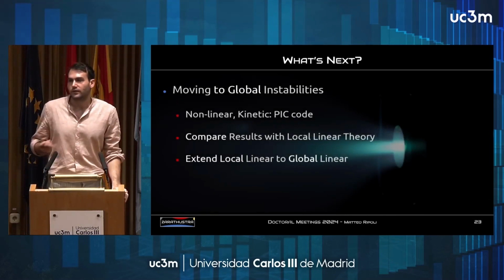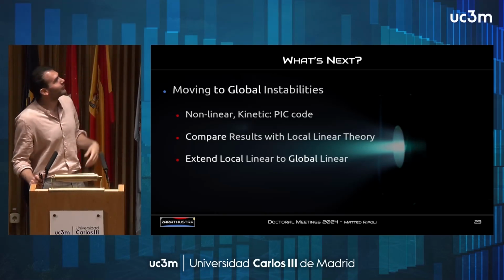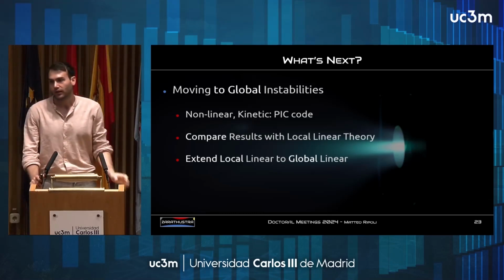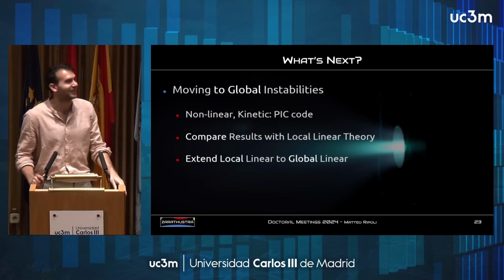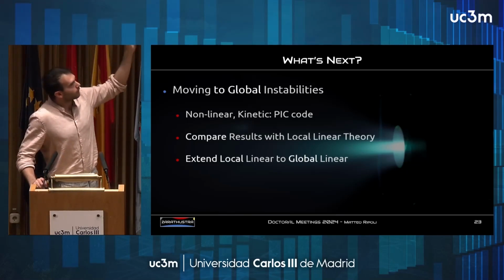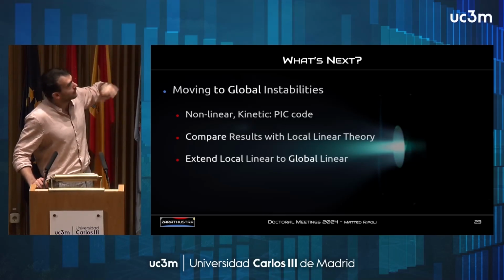Moving to global, because there is nothing left to say about local linear instability. So we're going to move to global with the nonlinear kinetic PIC code of Alberto and Enrique. I swear I'm going to do it. Then to compare the results that we're going to obtain with that code with the linear theory that I've shown you up until now.